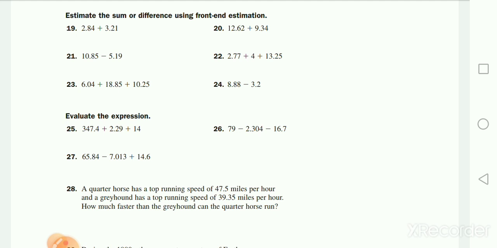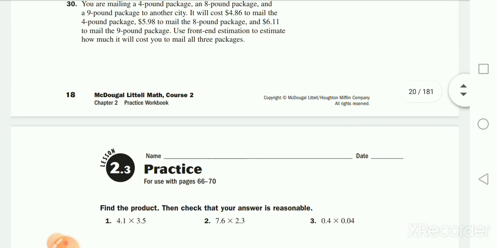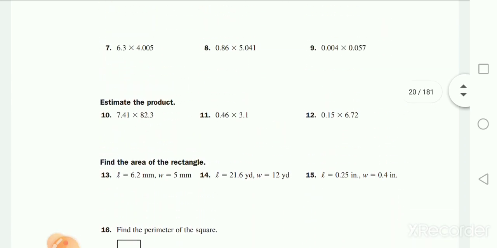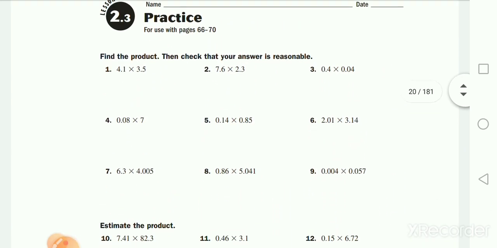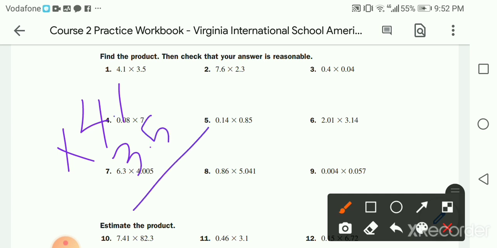This is the right one. 2.2, no, I want 2.3. Page 19. Find the product, then check whether your answer is reasonable. I have here 4.1 times 3.5, so let's do it together. 4.1 times 3.5.